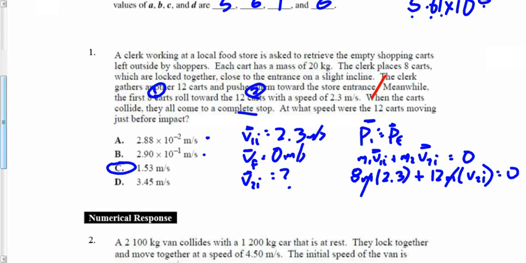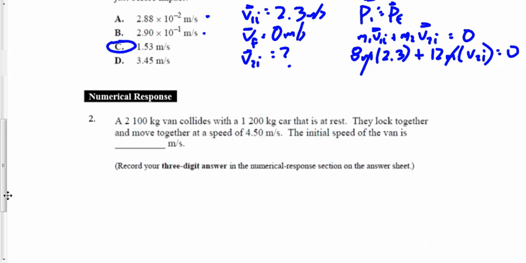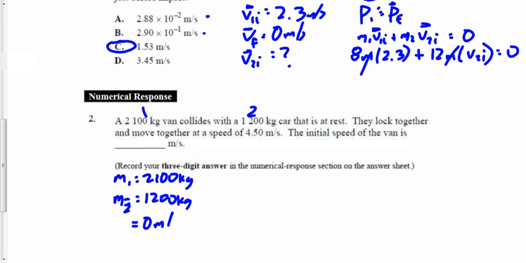Okay, finally, number 2. A 2,100 kilogram van collides with a 1,200 kilogram cart at rest. They lock together and move off at a speed of 4.5. What's the initial speed of the van? M1 is 2,100. We're going to say M2 is 1,200. Something is 0, right, at rest? What's that, V1 or V2? V2, yeah. V2I or V2F? V2I, yeah. They move off with the speed of 4.5. What's that going to be?